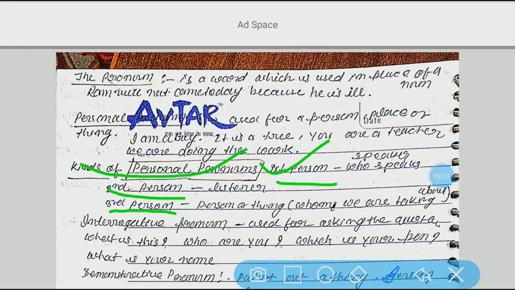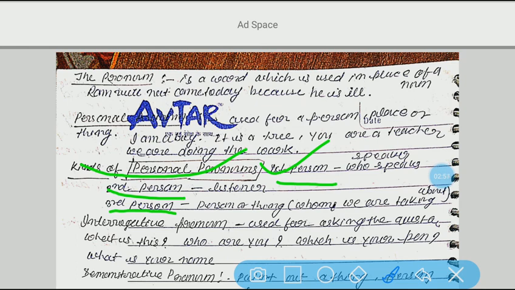All right. For example, if I say, this mobile is very nice, I am talking about the mobile. So who is speaking? I am speaking. So I is here the first person. You are listening, so you are the second person. And I am talking about the mobile, so the mobile is the third person.